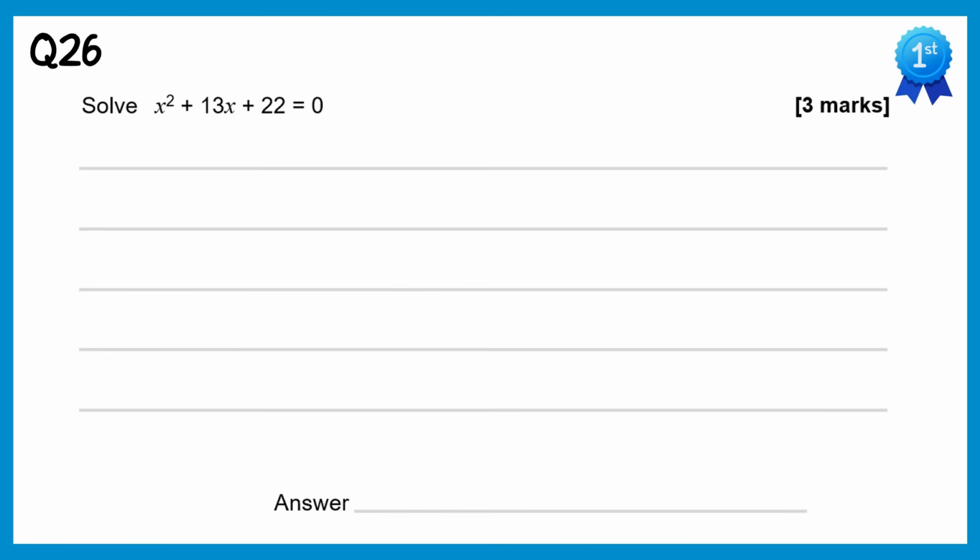And for this final question, we need to solve a quadratic equation. To solve this, we're going to need to factorise it. To factorise it, we're going to look at this last term here. We're going to think of the factor pairs that multiply together to give 22. Now there's only actually 2 of these, 1 and 22, or 2 and 11. Then we need to select the pair that adds together to make 13. So it's not 1 and 22, that makes 23, but 2 plus 11 does make 13. So that's the pair we need.